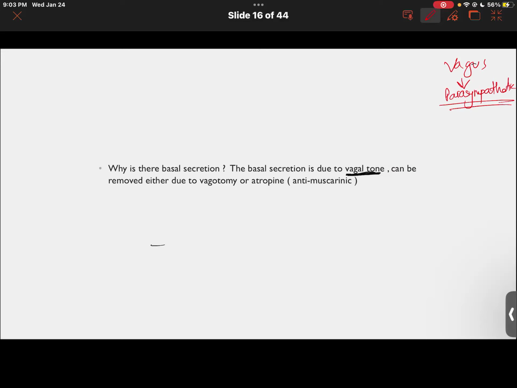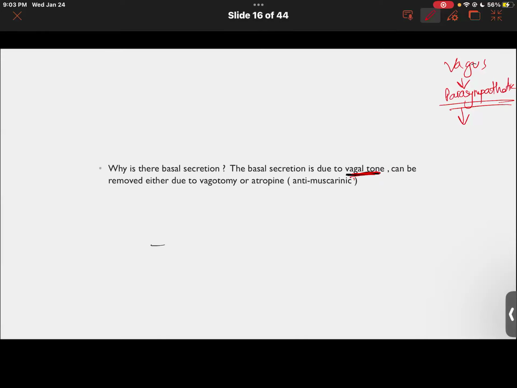So the vagus is parasympathetic, and usually when you eat food, you're under parasympathetic nervous system control, because when you're chilling, that's when you eat food, and parasympathetic is chill. So vagal tone is important. And the basal secretion is due to this.